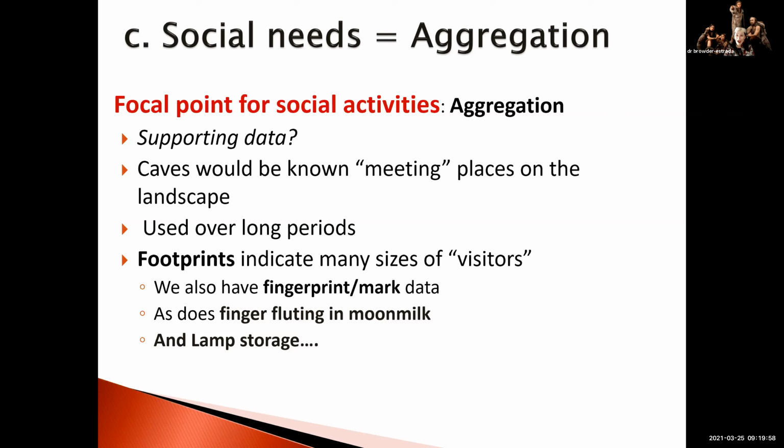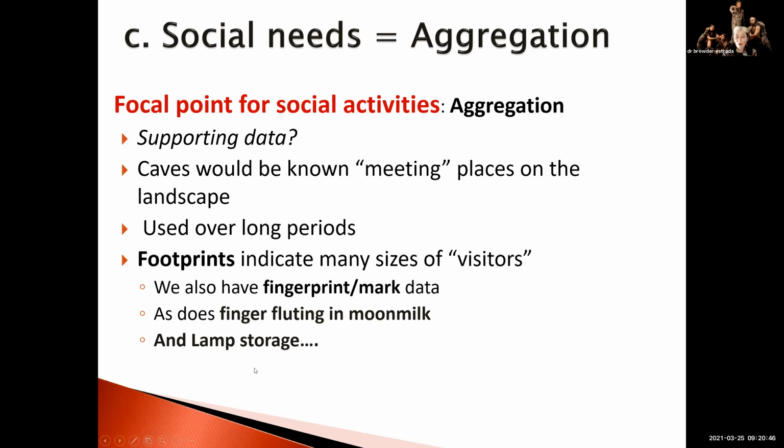Incredible, right? And so much data, because nothing's been removed or replaced or marked over, or any of the carbon deposits or other things that we talked about last time. So those footprints in there indicate many sizes of visitors, probably biological males and females and subadults. The fingerprint or finger mark data that we've collected for some also, because they're making a lot of these, especially symbols, using their fingers. They're also using brushes and some other sorts of techniques. We also talked about finger fluting in the moon milk of Rouffignac and so forth.